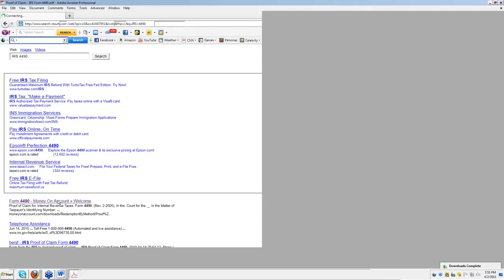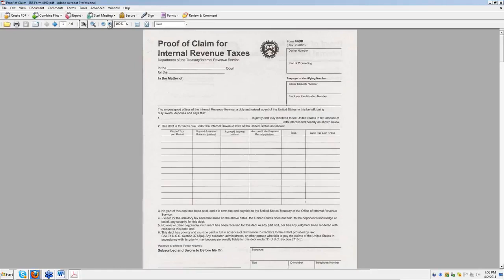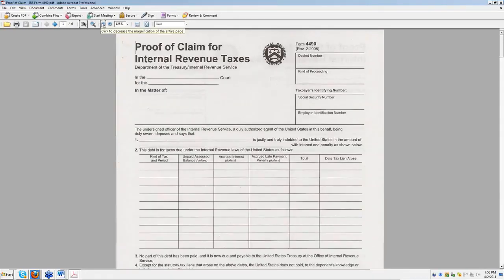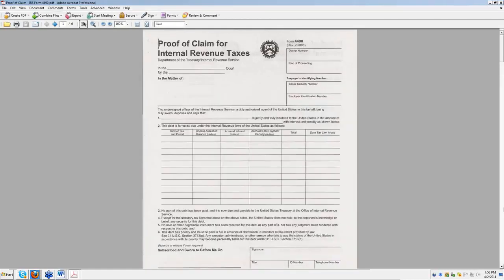Okay, can you see the screen? Yeah. Proof of claim. What does that say? Proof of claim for internal revenue taxes. What form number is that? Can you see it better now? No. I don't see the form number. I see the form, but not the form number. It's a 4490. 4490 form. Oh, there it is. Can you see it? 4490. Okay. Can you see it now? Yes. Can you read what it says? It just says proof of claim for internal revenue taxes. The rest is there. It's a little bit bigger.